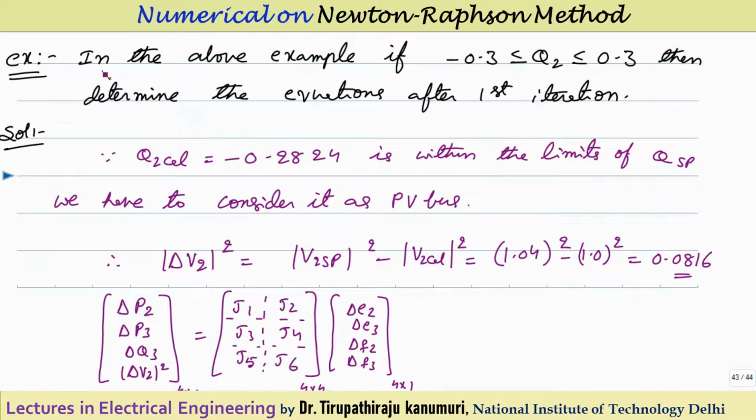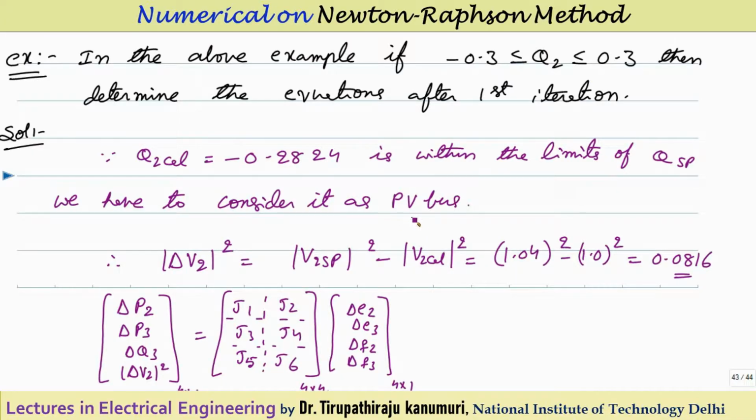So let us take another example. In the above example, if the limit of Q2 is minus 0.32 to plus 0.3, then determine the equations after the first iteration. Remaining all things are the same, so the remaining matrix will be the same. Only for bus number 2 we have to cross check whether it will continue as a load bus or as a generator bus. We calculated Q2 as minus 0.2824. It is within the limits. That means we have to consider it as a PV bus.